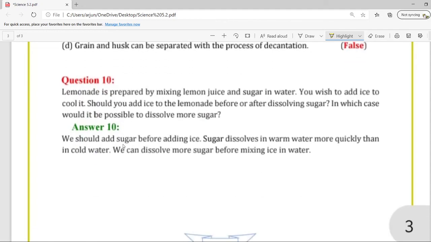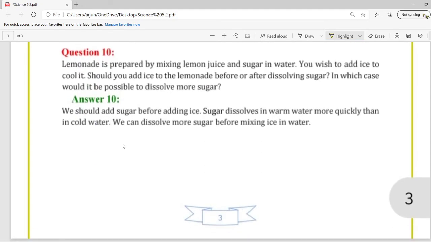Moving further, question number 10. Lemonade is prepared by mixing lemon juice and sugar in water. You wish to add ice to cool it. Should you add ice to the lemonade before or after dissolving sugar? In which case would it be possible to dissolve more sugar? We have seen that with a higher temperature of water, more sugar can be dissolved. So, if we add ice, the amount of sugar dissolved will be less.